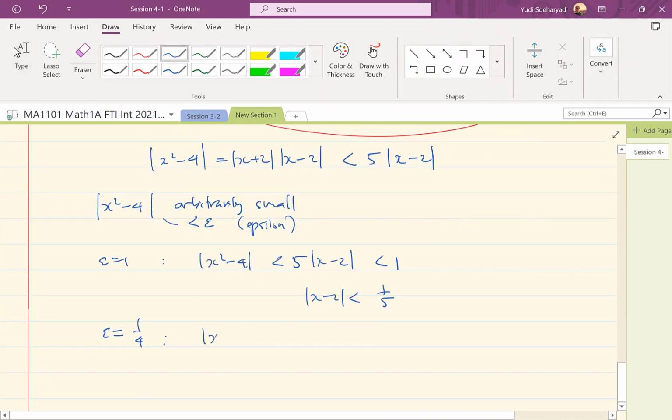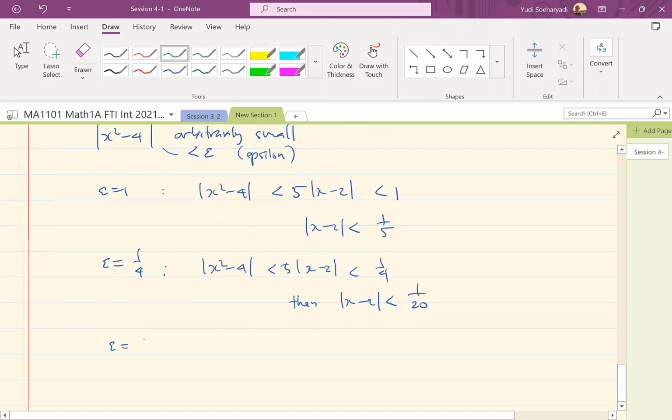1/4. Let's say it is the same. So now x minus 2 should be less than 1/20th, right? What about 1/10, for example? Well, that's the same thing. The computation becomes clearer but tedious because that's just repeating things that we know already.